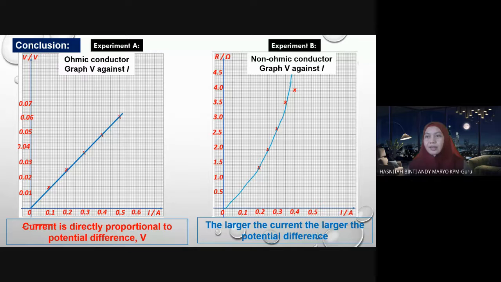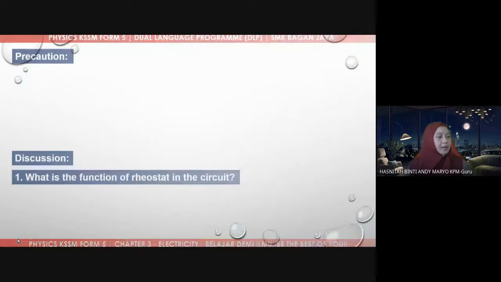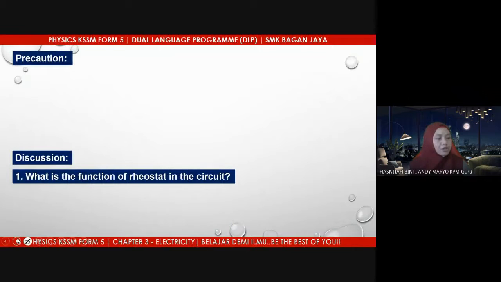And for the discussion, are you done with the conclusion? Remember, from the pattern, we learned in Form 4, this is the pattern for directly proportional, V directly proportional to I. And this is the pattern showing that V, sorry again, this is V, not R, increases as current increases.